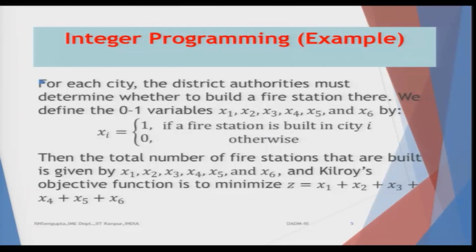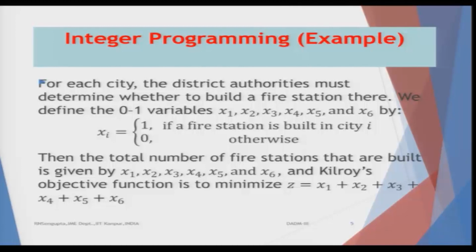Now, for each city, the district authorities must determine whether to build a fire station there or not. Obviously, if a fire station is built, you invest money, you build the building, employ people, and there would be fire engines in that particular city and station. If you do not, obviously, you do not invest any money. So, it is a yes or no decision. Let me continue reading it.